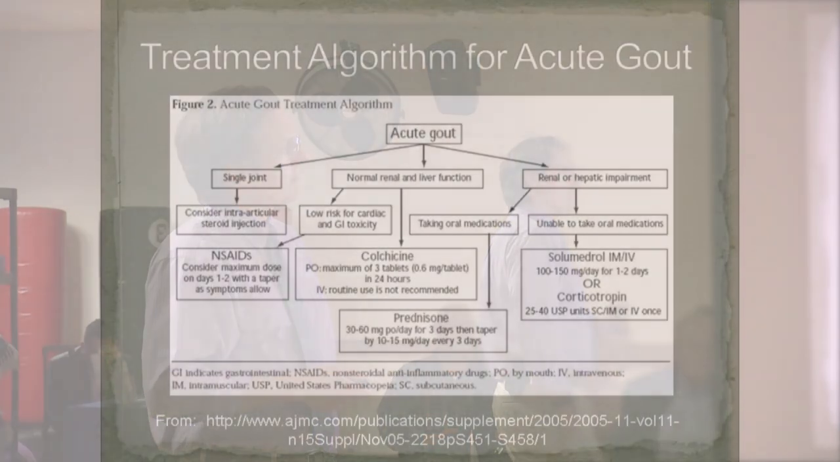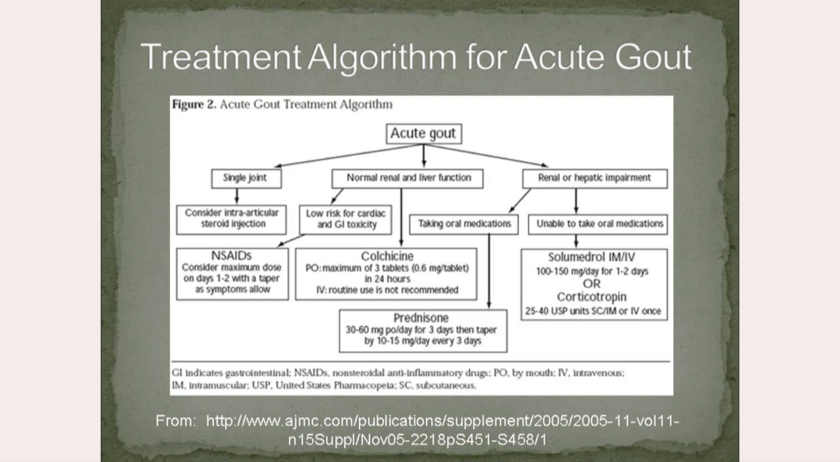So we've sort of talked about this, but basically if somebody has an acute gout flare, based on what other problems they might have, we decide what the best medication is going to be, okay? So basically if the kidney and liver function is normal, we often reach for colchicine. If there's any problems with the kidneys or the liver, we often reach for steroids, okay, because those don't tend to have adverse events in people with kidney and liver problems. If there's a single joint involved, we'll often try to put some steroid right into the joint. And then again, if there's normal kidney and liver function and there's low risk for any heart problems or any gastrointestinal upset, we can use non-steroidal anti-inflammatories like ibuprofen, Aleve, those sorts of things.